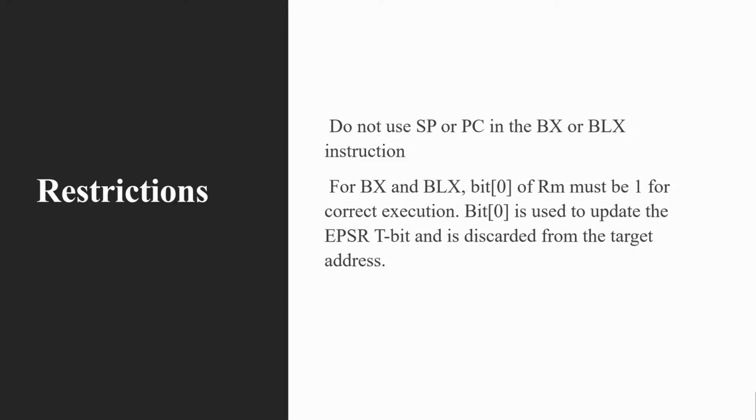Next is the restriction of this instruction set. Remember that you do not use the stack pointer or program counter in the BX or BLX instruction. And next, for BX and BLX, bit 0 of Rm must be 1 for correct execution. Bit 0 is used to update the EPSR T bit and is discarded from the target address.